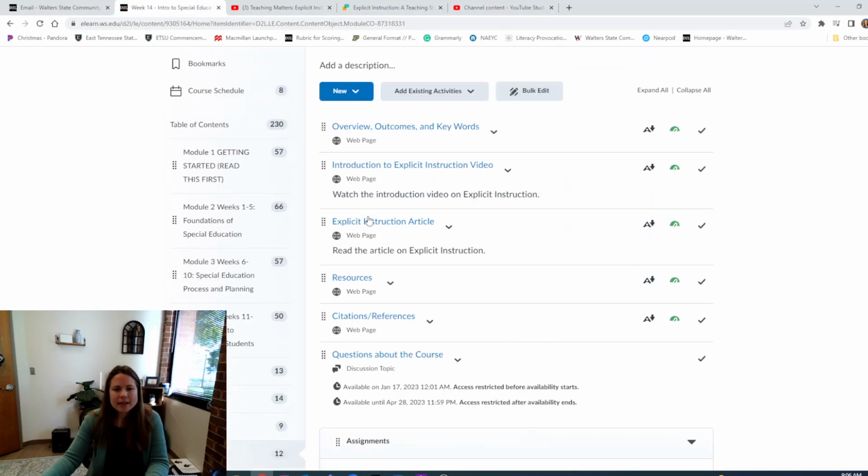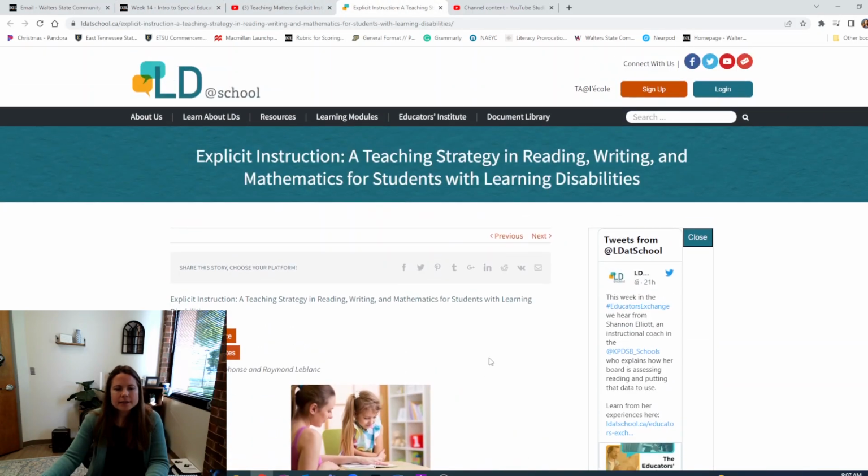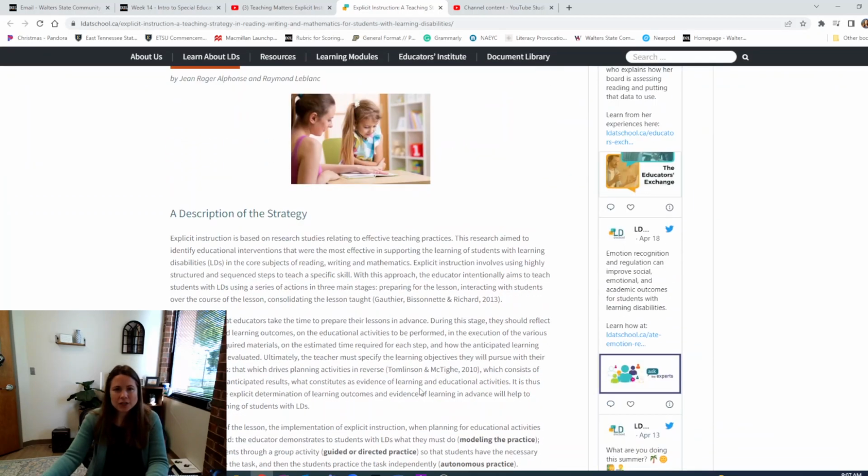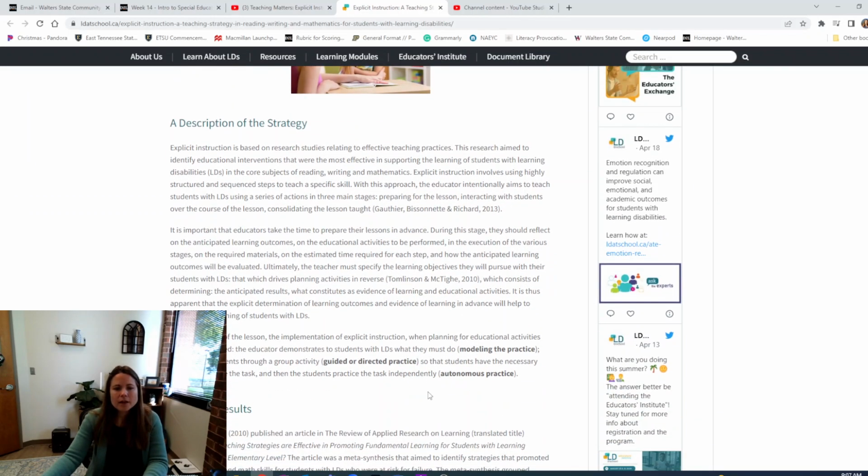The next thing is the article I told you about. So the article here is talking about how this strategy, explicit instruction, can be used for reading, writing, and math. And this is looking specifically at students who have special needs or with learning disabilities. Okay, so these are exceptional children and how we use this strategy in the actual classroom.